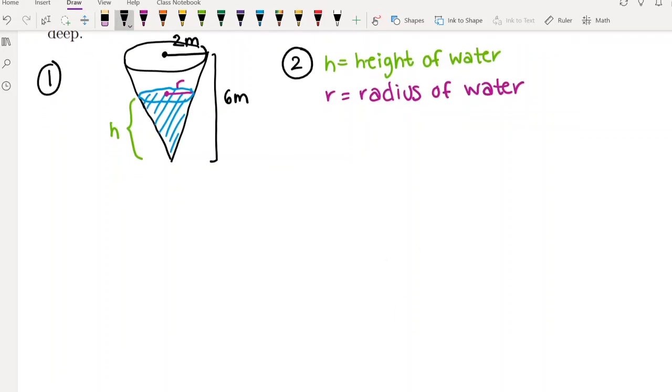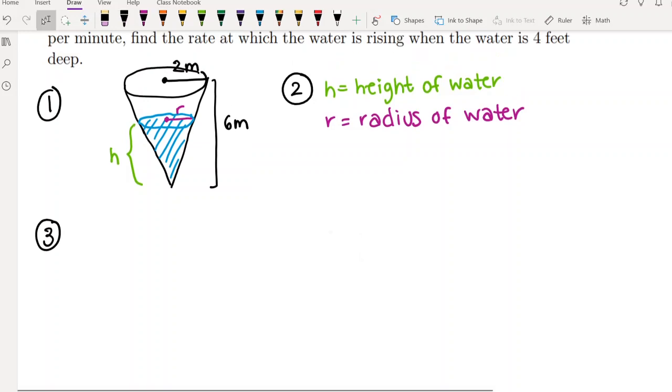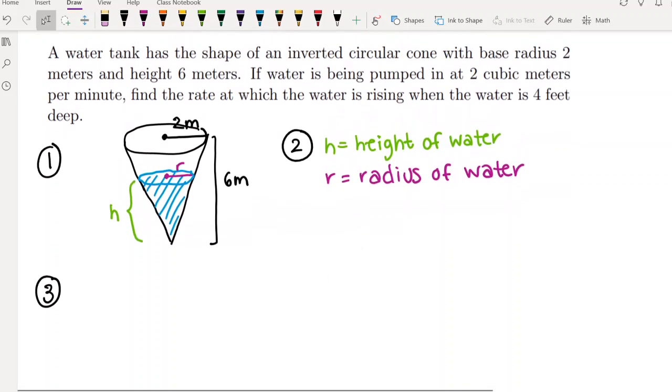So our next step is to look at what information is given and what information is desired and write that in terms of derivatives. It says that water is being pumped in at 2 cubic meters per minute. So this actually brings up a variable that we have not yet introduced. This might bring us back to step 2 and realize, oh wait, there's something else that we didn't account for here.